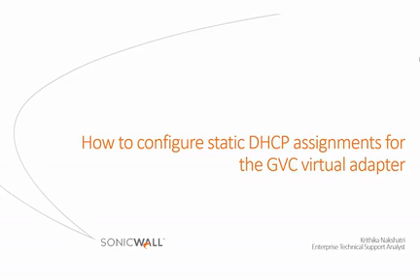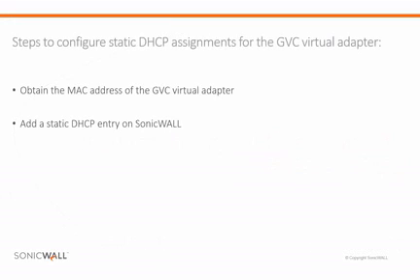Today, we will demonstrate how to configure static DHCP assignments for the Global VPN virtual adapter. In order to configure static DHCP for the GVC virtual adapter, we need to first find out the MAC address assigned to the GVC virtual adapter. We then create a static DHCP entry on the Sonicwall. Alternatively, you can also assign a static IP to the Global VPN adapter itself.